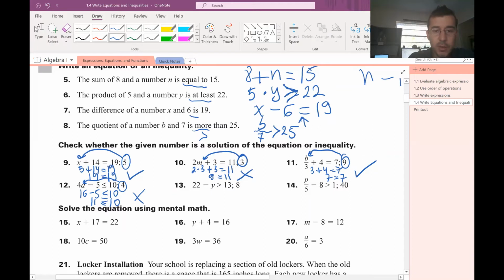22 minus y is greater than 13. We substitute 8 for y. So this becomes 22 minus 8 is greater than 13. 22 minus 8 is 14. 14 is greater than 13. Yes, so this is correct.